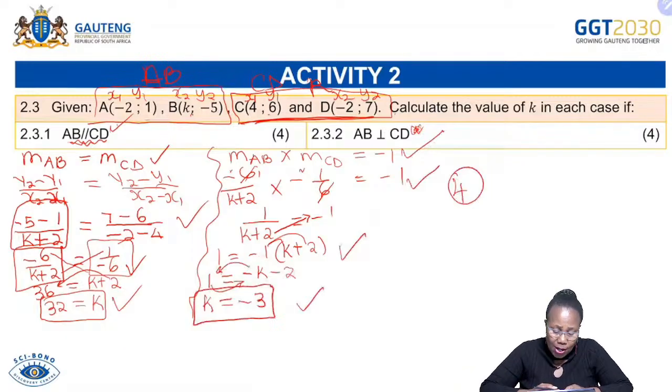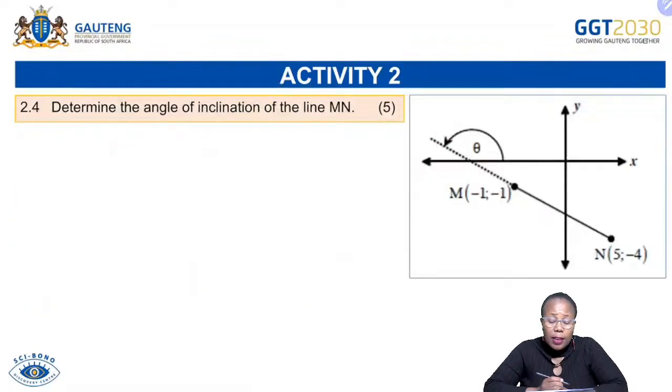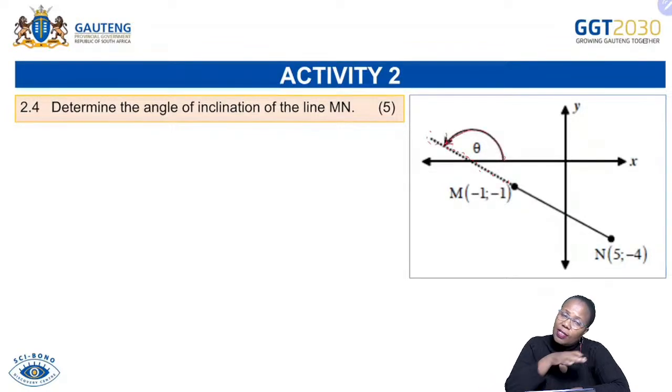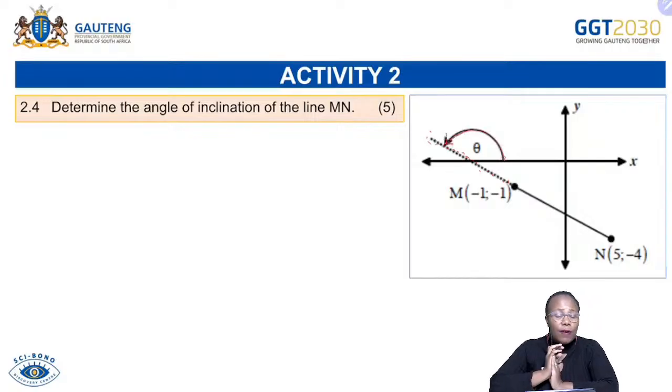And then the next one: determine the angle of inclination of the line MN. MN is that line, and can you see that they have continued the dotted line to show that the inclination will be there. If you look at this inclination, it's a decreasing line. That means it's the one that is giving us 180 minus, because the gradient is negative, grade 12.